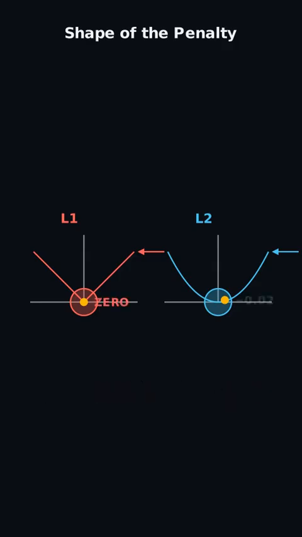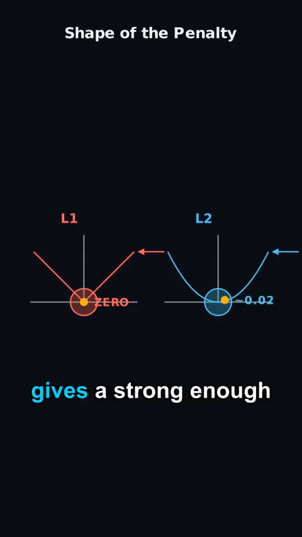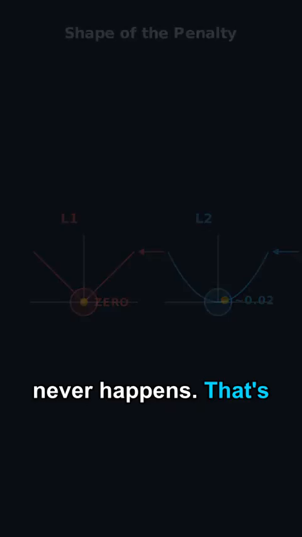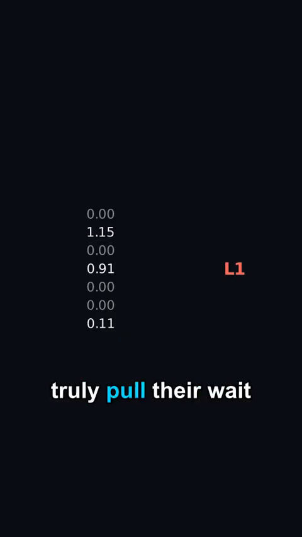L2's soft slope, on the other hand, just nudges weights gently downward. It never gives a strong enough reason to hit absolute 0. Unless the feature is genuinely useless and the error gradient is already 0, and that almost never happens. That's why after L1, your model's weight list looks like Swiss cheese full of zeros. Only the features that truly pull their weight survive. After L2, every feature still chips in, but all the voices are turned down, nobody's screaming.